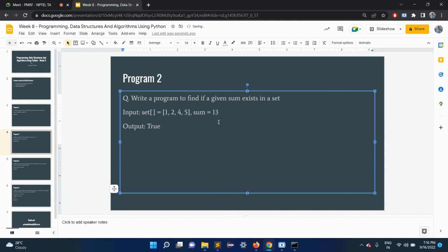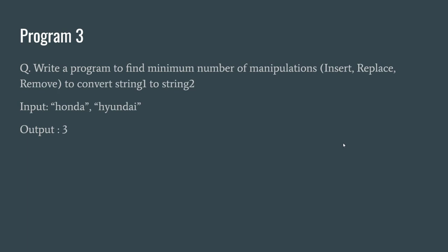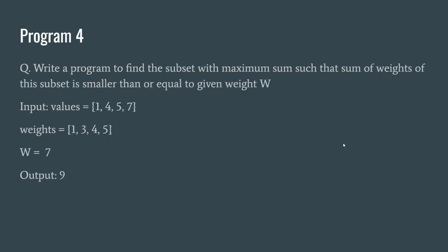But now if suppose the sum is 13, even if you add these 4 elements, the sum will be 12. So then you have to print false if sum is not matching. So this is the problem statement. So please use the same logic or tweak that last algorithm, and then you will be able to achieve the solution for the second program.